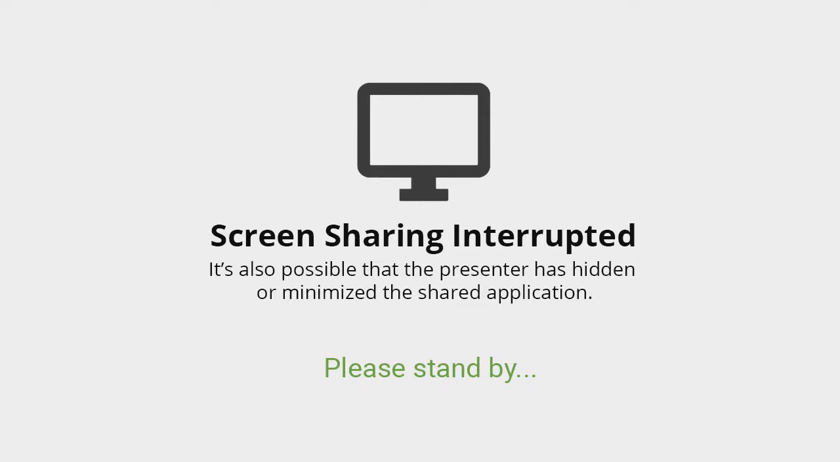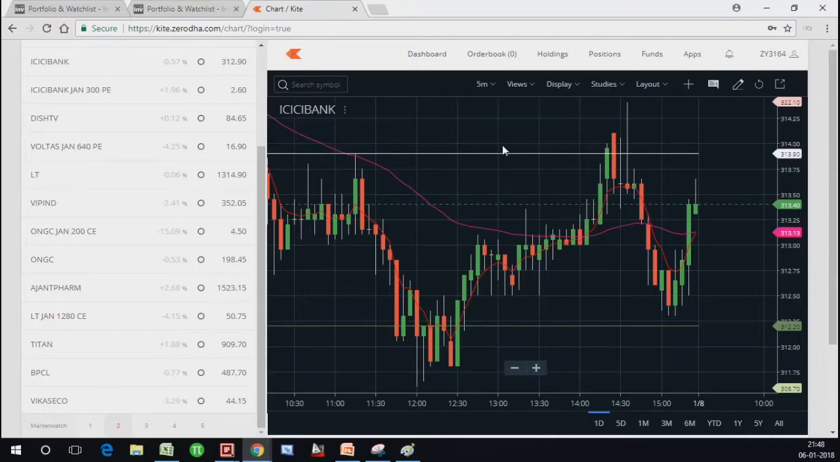If I put on a study, pivot points, right? Can you see, guys? The screen is visible. Screen is visible. Something happened. Yeah, okay. It is visible. Maybe the connection is slow.